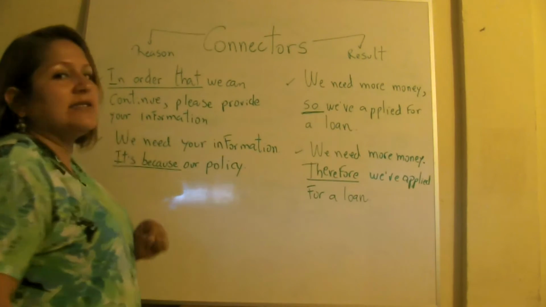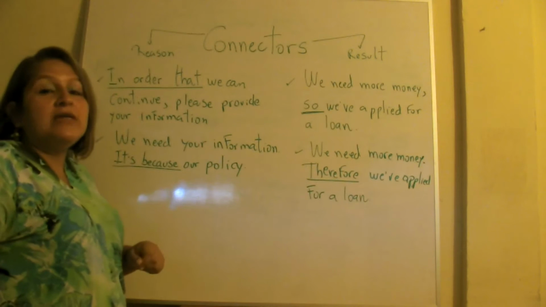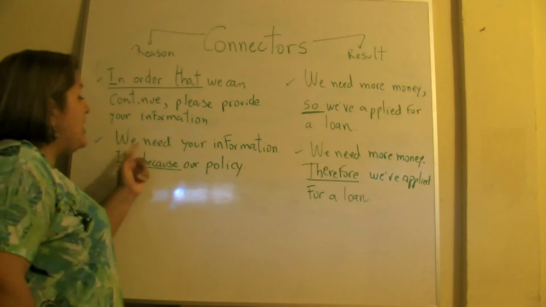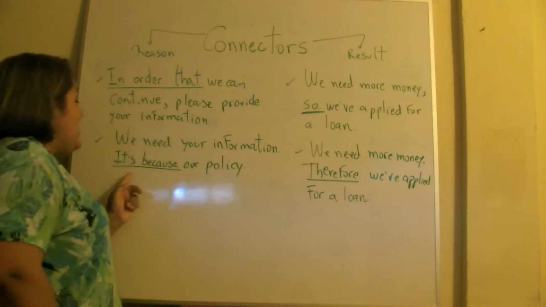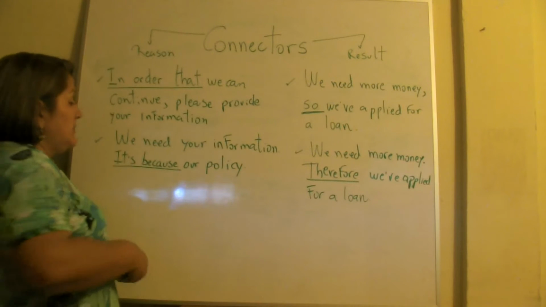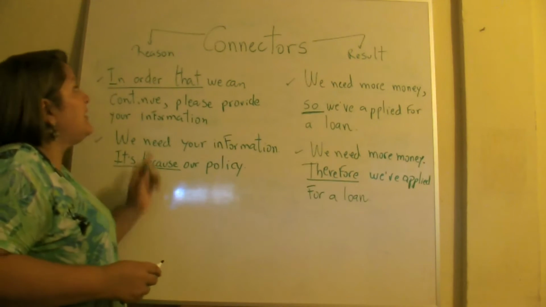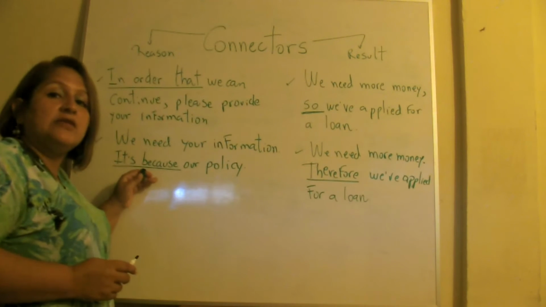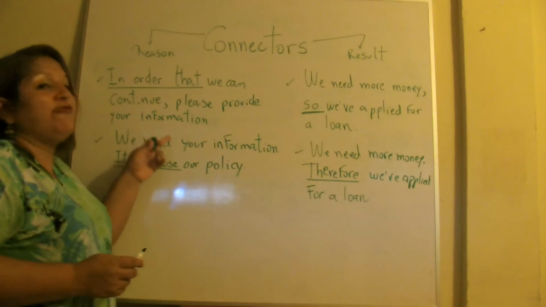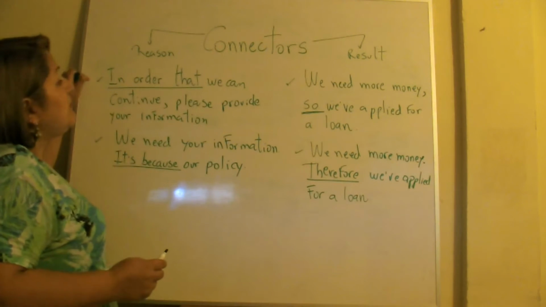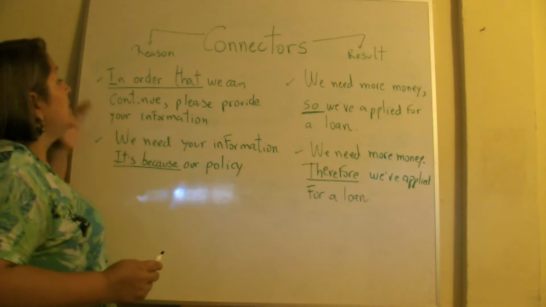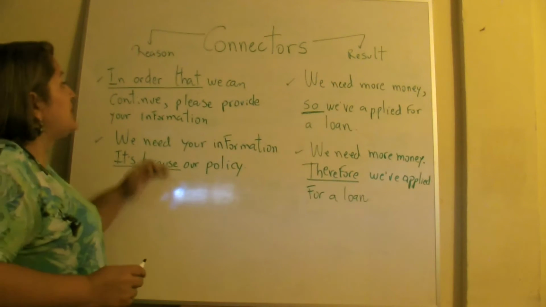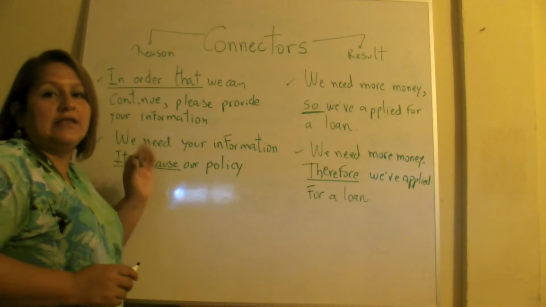Okay? Second example. We need your information because of our policy. Here, it's because: you are explaining the reason for the first action. In the first sentence, you explain the situation, why we need the information. You explain the reason why you need something in this case.